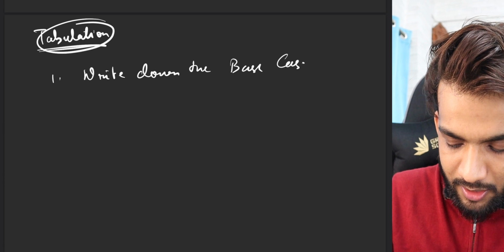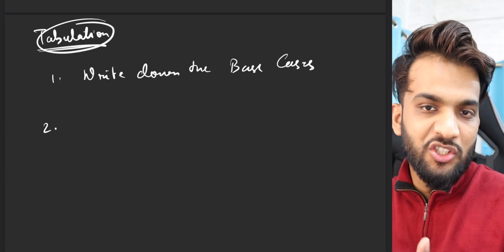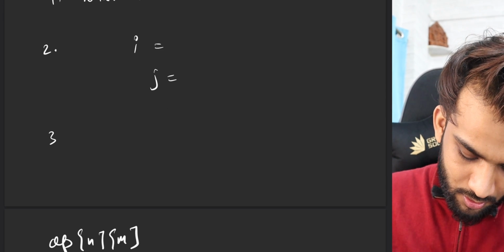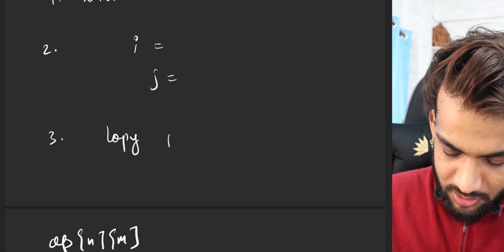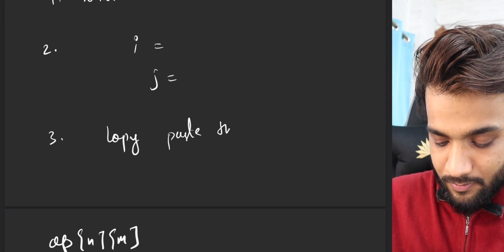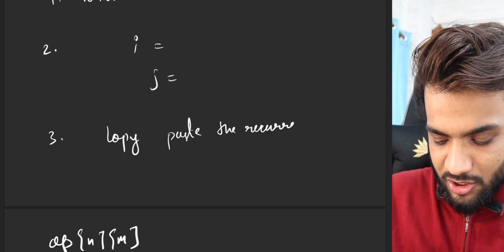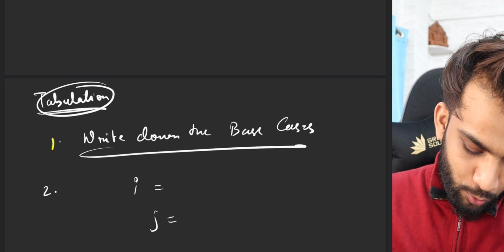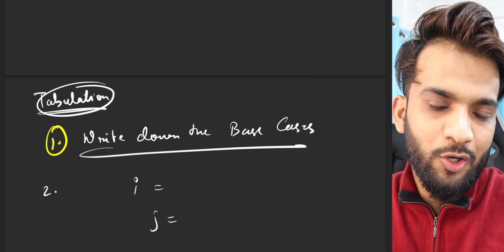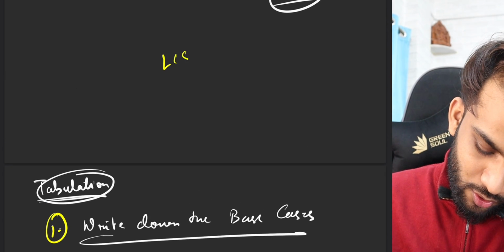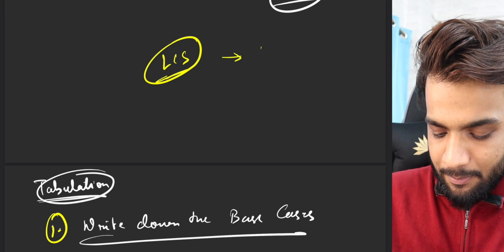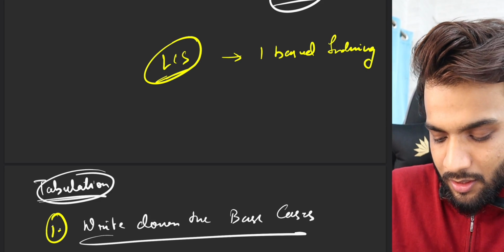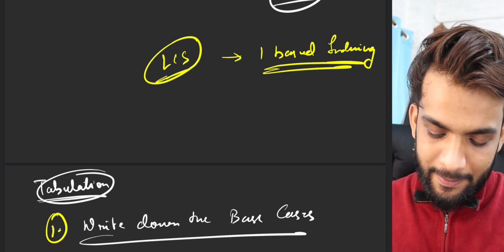Then write down the base cases, and then write down the changing parameters in the opposite fashion, and then copy paste the recurrence. Is that what you do? Yes, that is what you do. So just write it across. Write down the base cases is what you have to do. But do you remember LCS, where we did something like one based indexing? In case you don't know, please follow the DP playlist.